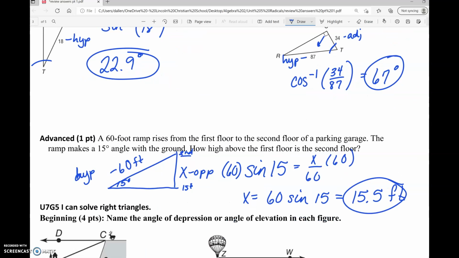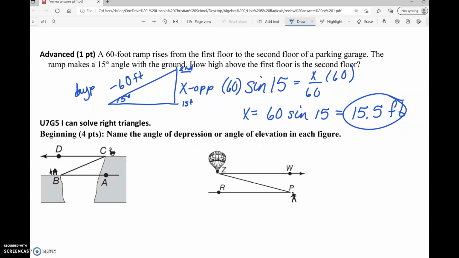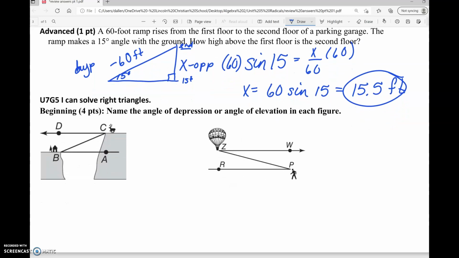All right. So that was goal 4, where you are using sine, cosine, tangent, and right triangles. Now we're looking at goal 5, using those with word problems, basically application problems. So name the angle of depression or angle of elevation. When it says or, it's not meaning one or the other, but whether this is the angle of elevation or angle of depression.